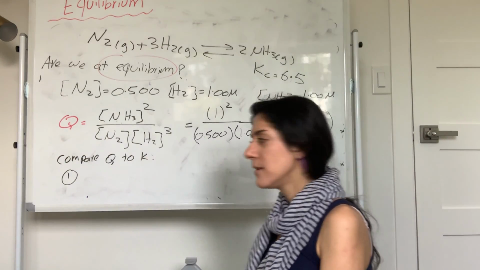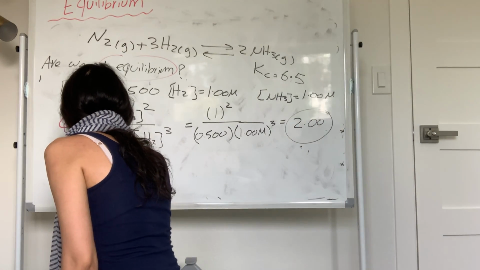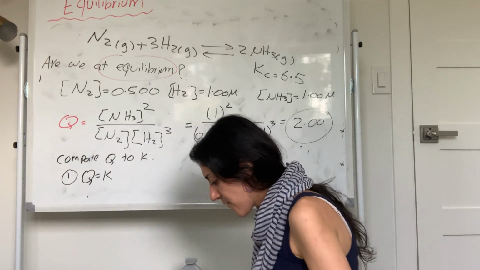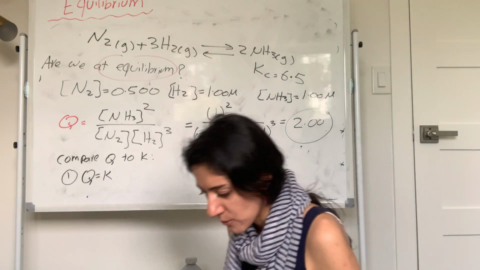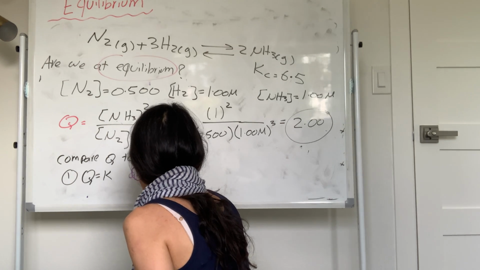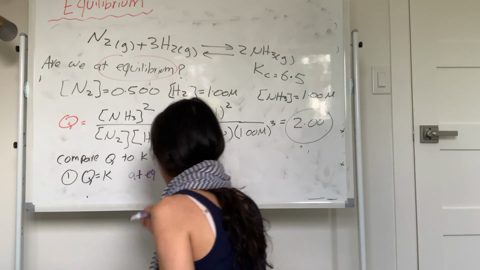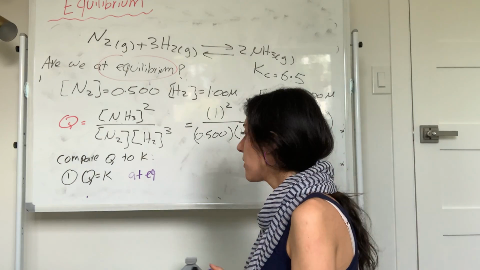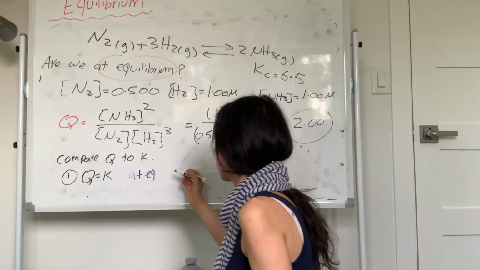Possibility number 1, Q is going to equal K. If Q equals K, what does that mean? We are at equilibrium. That's one possibility.